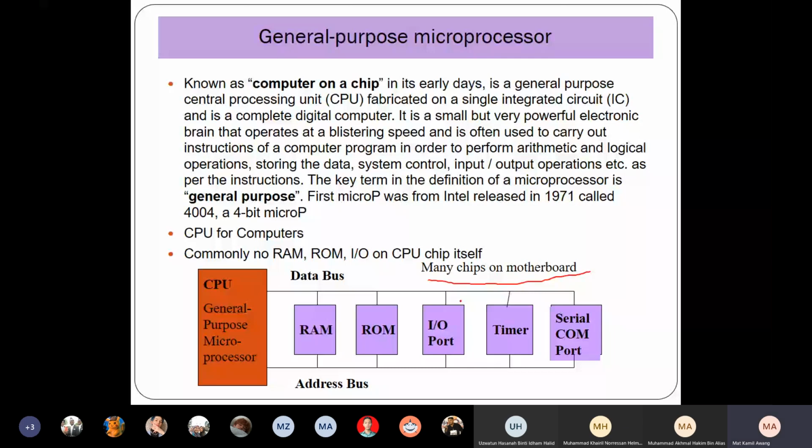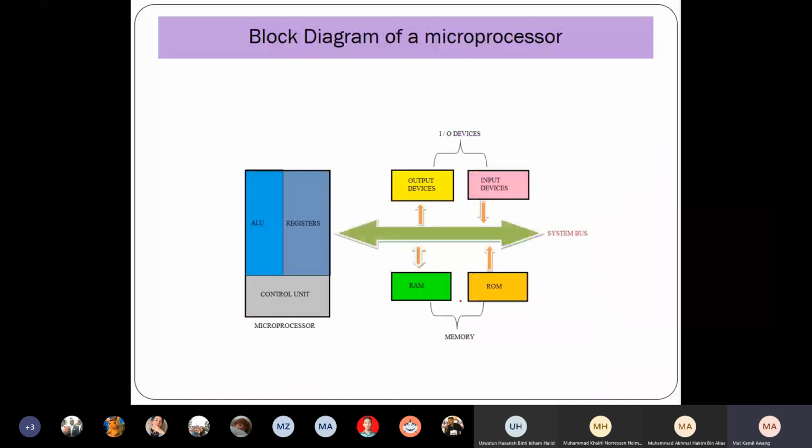This is the block diagram of a microprocessor. So you have the ALU, arithmetic logic unit, you have the registers, and you have the control unit. Then you have the system bus, which involves the control bus, data bus, and address bus. And it is connected to the output device and input device, which are the IO devices, such as keyboards, mouse, and monitors. And you have the memory, which is RAM and ROM. So all are connected to the bus and connected to the microprocessor. This is the block diagram of a microprocessor.